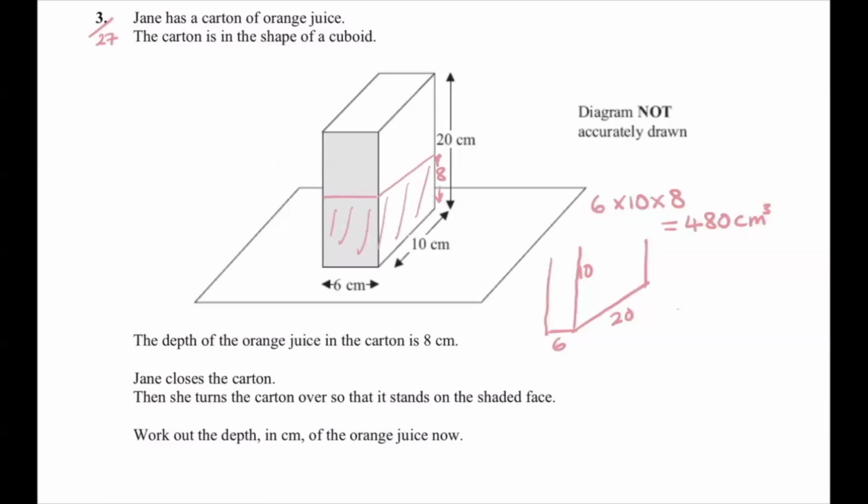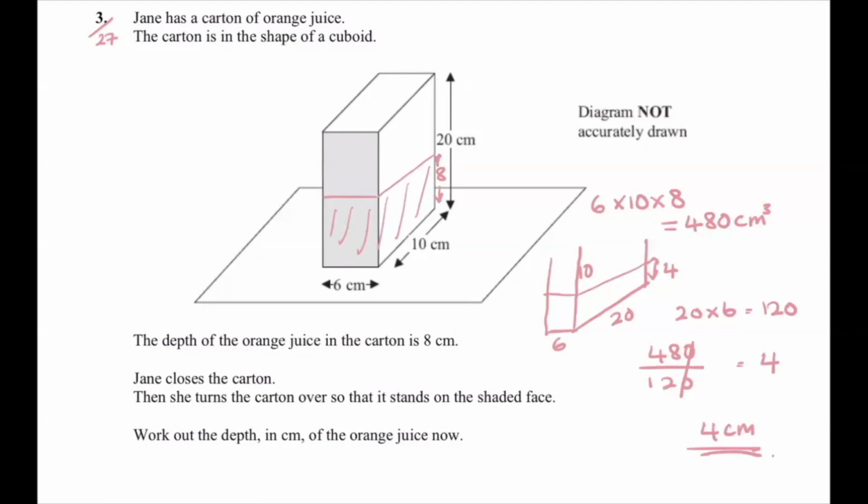Now I'm going to do my 20 times 6, which is 120. I know that my total capacity is 480, which I'm going to divide through by the 120. Cancel that. 12 into 48 equals 4. So the depth in my new carton is going to be 4 centimetres. And that is my final answer.